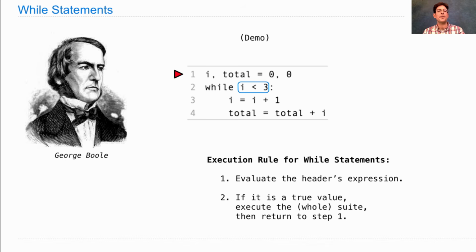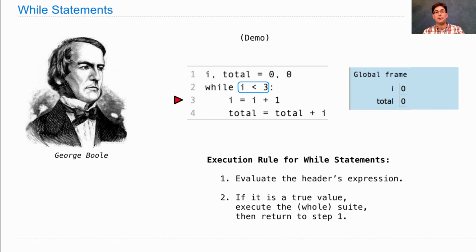We start at the top as always. After executing that assignment statement, we have a global frame where I and total are both bound to 0. Next, we execute the while statement, which means evaluating the header's expression. I is bound to 0, which is less than 3, so I less than 3 gives us a true value. George is happy, and we now execute the whole suite.